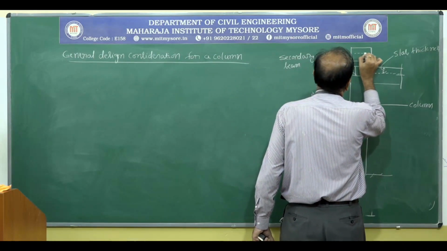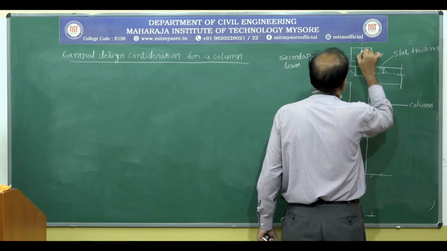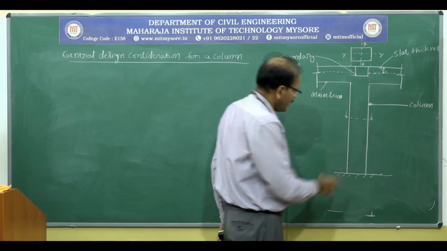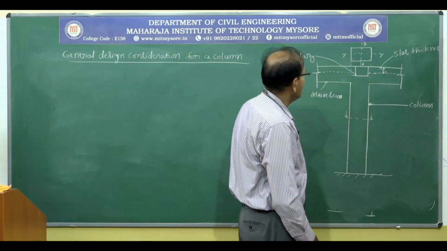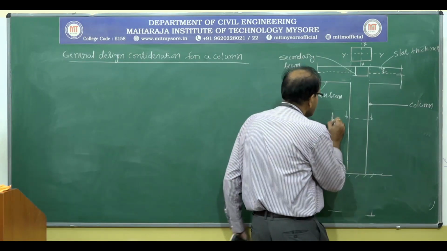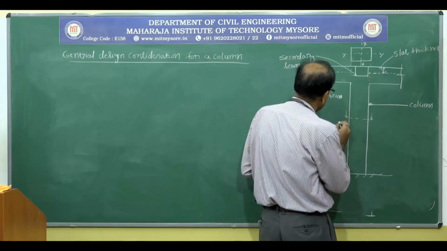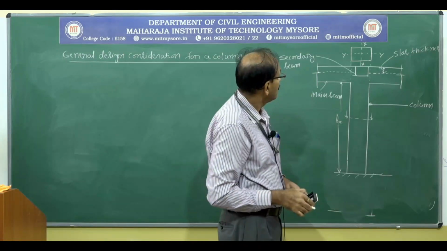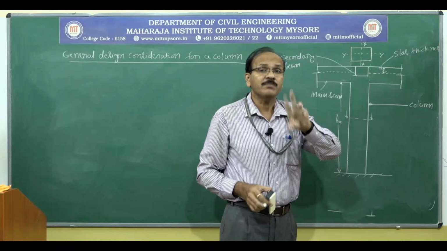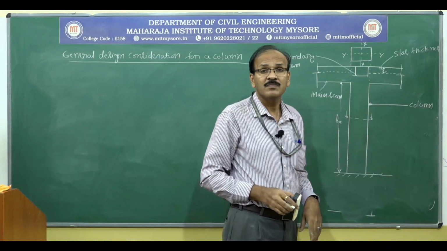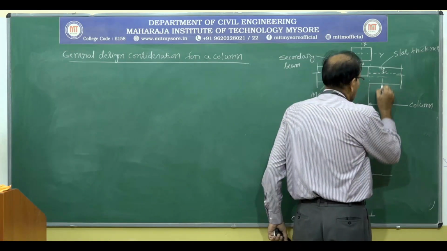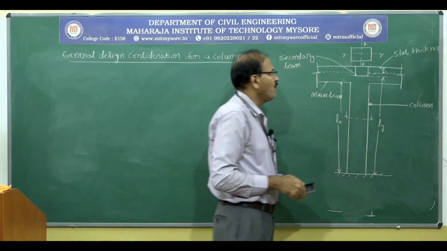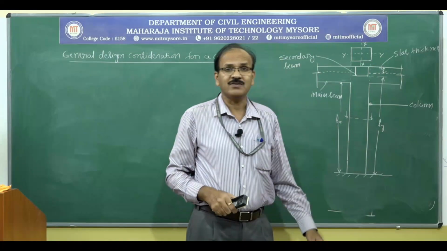Okay, and this is y-axis, this is x-axis, and this dimension of the column is greater than the dimension perpendicular to this. So this is the unsupported length of the column measured when the column is bending about its major axis xx. This is unsupported length Ly when the column is bending about its minor axis.